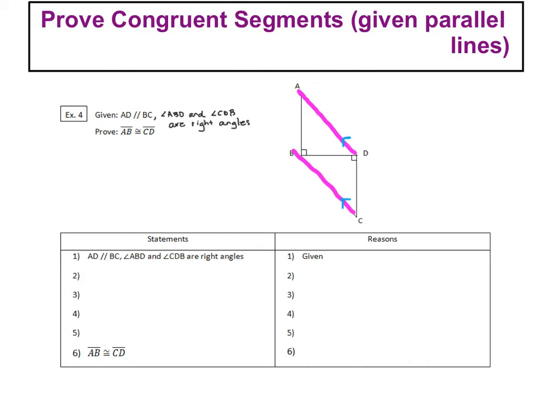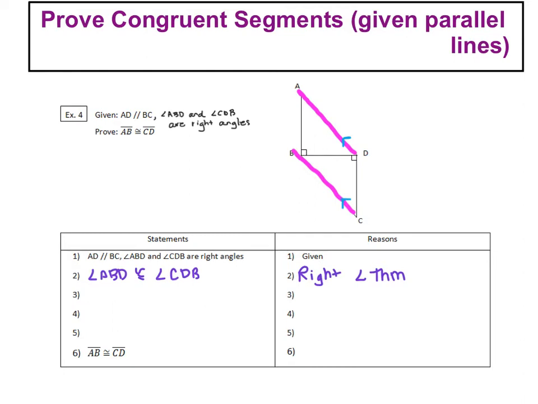Next, we can go ahead and say that these angles that are right angles are congruent to each other. Because remember, if you have two right angles, you can say that they are congruent. So angle ABD is congruent to angle CDB, and that's from your right angle theorem.